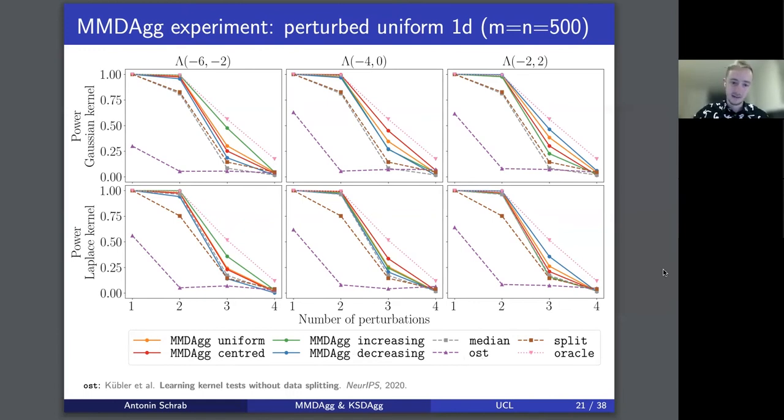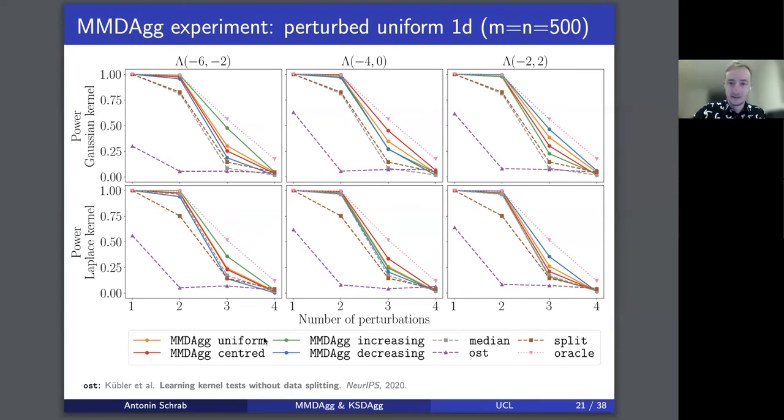All right, now we can dig into the results. On the x-axis, we have the number of perturbations, which increases from 1 to 4. And on the y-axis, we have the power. We see that as the number of perturbations increases, the power decreases as the problem becomes harder. And we observe that the oracle test performs the best. And then our 4 different MMD Agg tests outperform the 3 other tests in almost all the settings. Maybe here it just matches, but the 4 MMD Agg tests outperform the others. And so it's great to see for us.